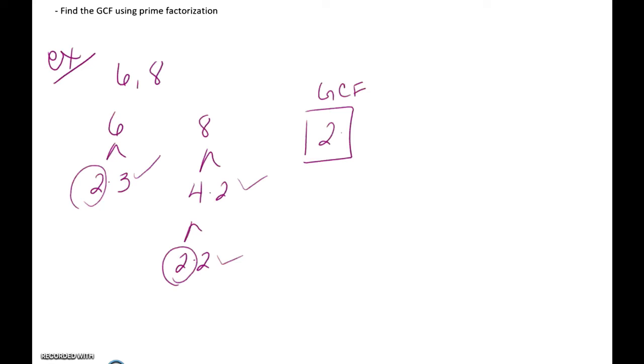And then once I have each number down to all primes, basically what I'm looking for is the primes that they have in common. So this guy has a 2 and this guy has a 2. So I know for sure that they both have a 2. But then this guy has a 3, and 8 has 2 more 2's, so the only thing in common is that first 2. So the greatest common factor of 6 and 8 is 2. All right, not too hard, I don't think.